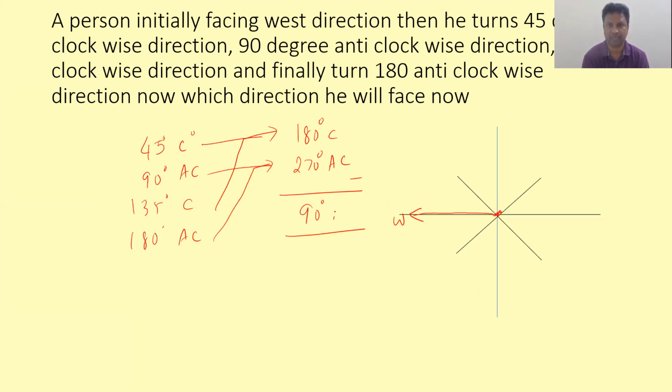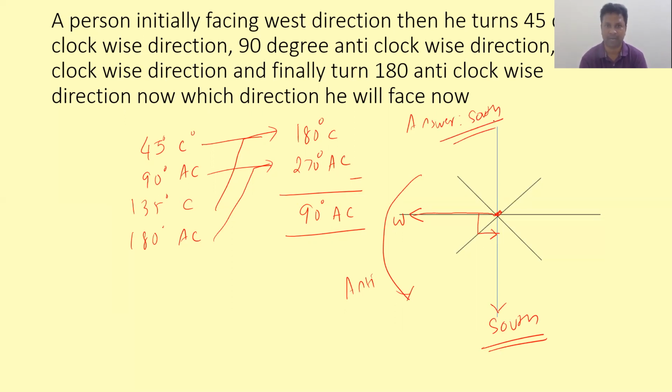So the final turning must be the one having the higher value. That is the turning that gives us the final direction. So you just rotate 90 degree in the anti-clockwise direction. From west, a 90 degree anti-clockwise rotation means he is facing south. So the answer is south. Adding the clockwise, adding the anti-clockwise, and subtracting both, you get 90, and the higher of the two is the final rotation direction. So the answer is 90 degree, south.